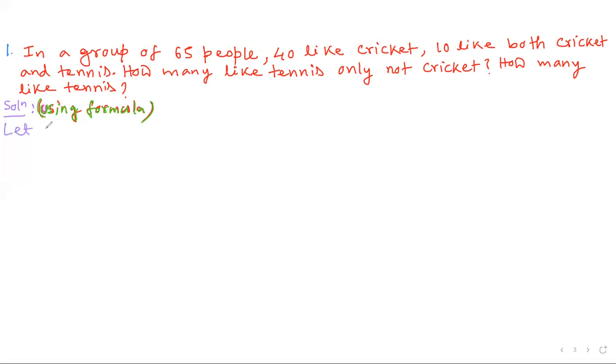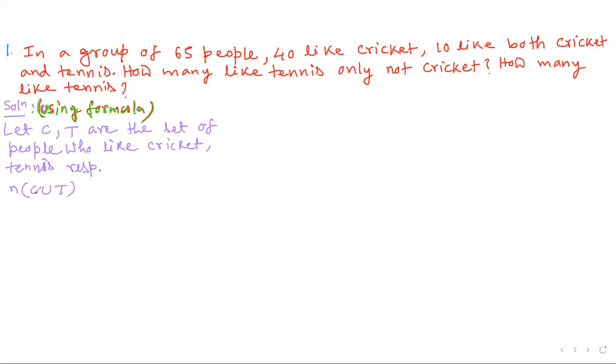So I am taking, let C be the set for cricket and T be the set for tennis. Let C, T be the sets of people who like cricket, tennis respectively. So the set of people who like cricket is denoted by C, and the set of people who like tennis is denoted by T. According to the question, it is given that a group of 65 people are there. So total number of people is 65. So you can say that cardinal number of C union T must be 65.